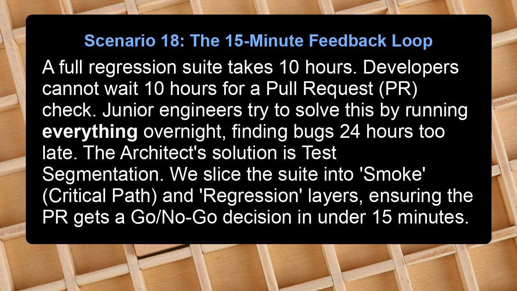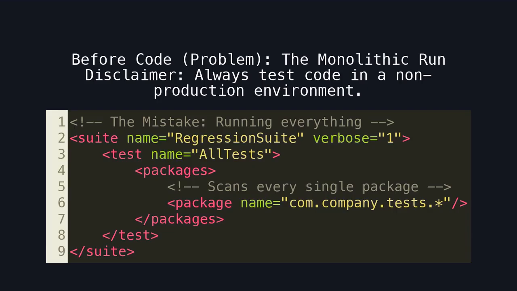Scenario 18, the 15-minute feedback loop. A full regression suite takes 10 hours. Developers cannot wait 10 hours for a pull request (PR) check. Junior engineers try to solve this by running everything overnight, finding bugs 24 hours too late. The architect's solution is test segmentation. We slice the suite into smoke, critical path, and regression layers, ensuring the PR gets a go/no-go decision in under 15 minutes.